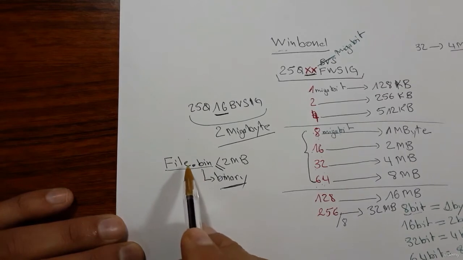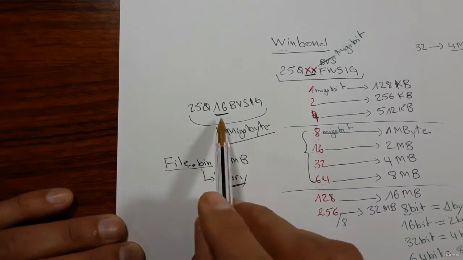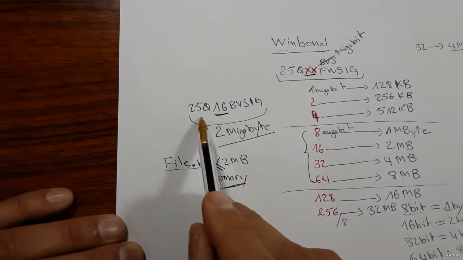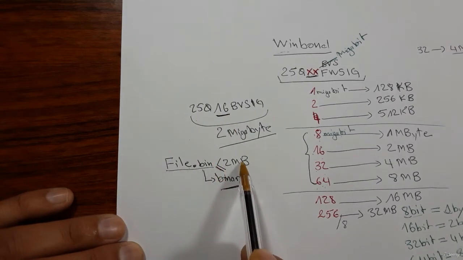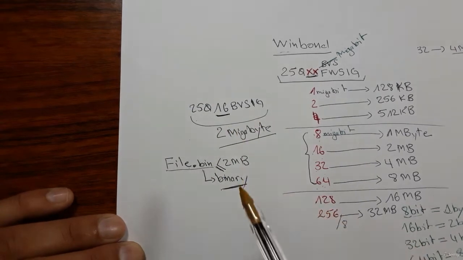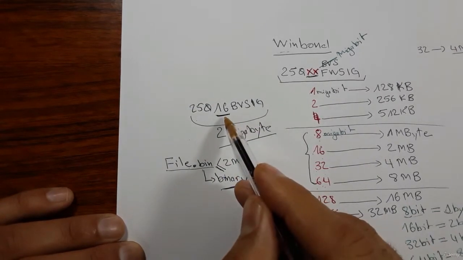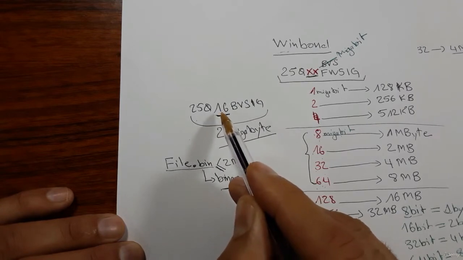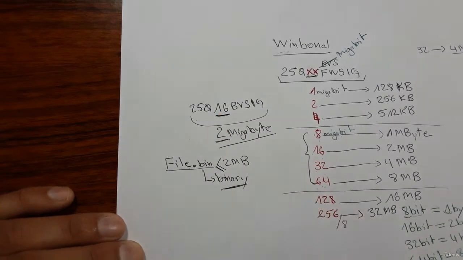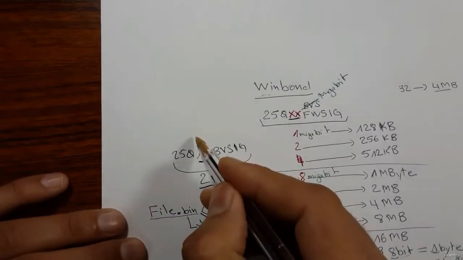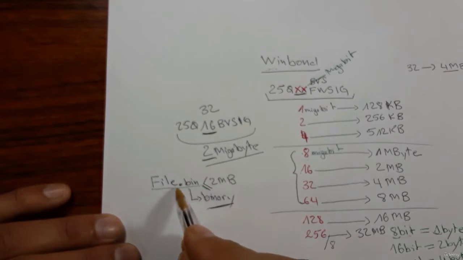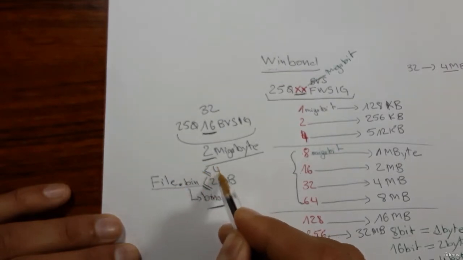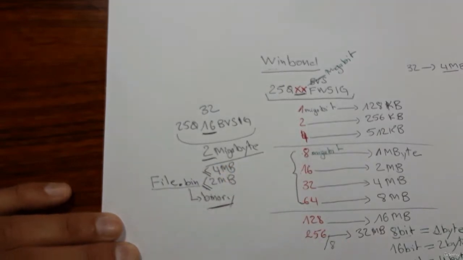This file that we want to use to flash this IC with this reference should be less than or equal to 2 megabytes. Why? Because the maximum size of this BIOS IC is 2 megabytes. The same for, for example, 32. Here the file should be less than or equal to 4 megabytes, and so on.